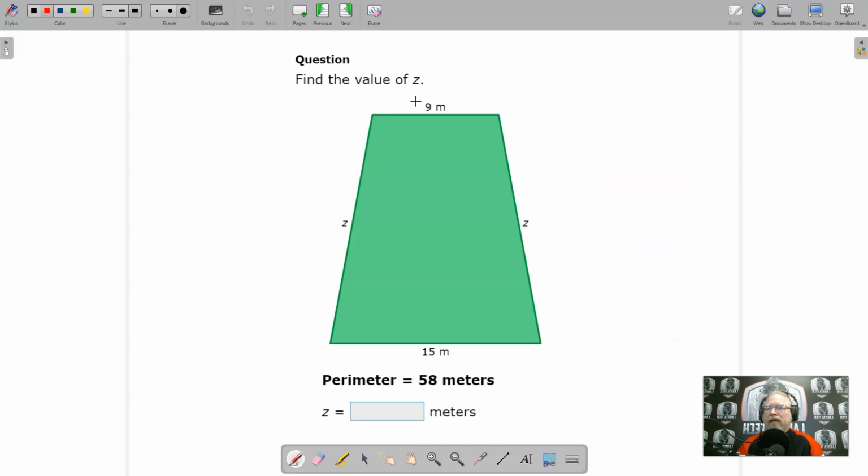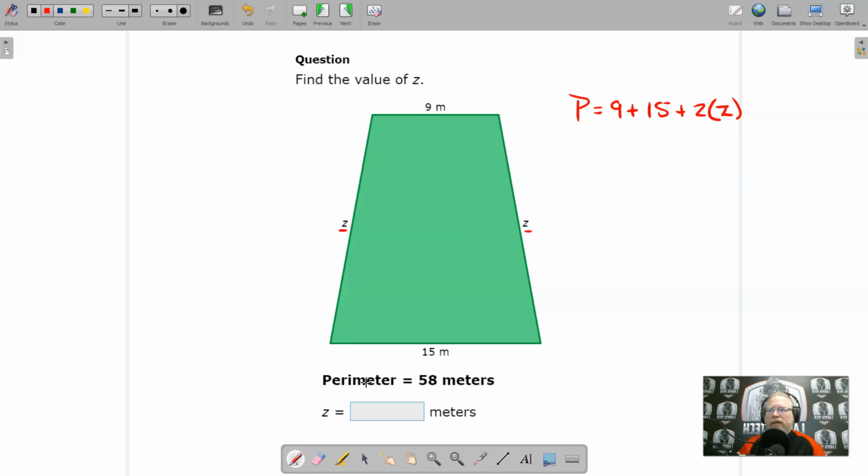Here, find the value of Z. Well, this happens to be a trapezoid. We have a base down here of 15. And we have the second base up here of 9. And then we have the opposite sides, and notice that both these have a value of Z. So we could realize that the perimeter would be equal to, in this case, 9 plus 15 plus 2 times the quantity of Z, because we just need to double Z, right? 2Z.